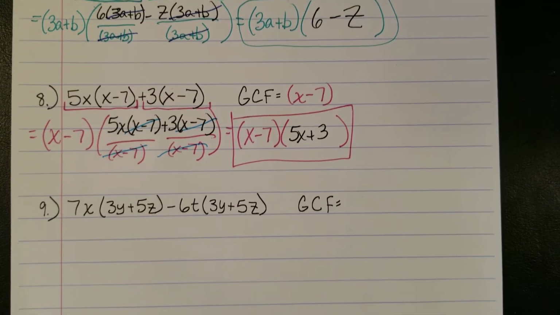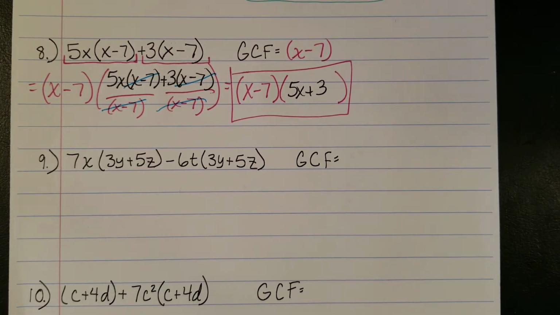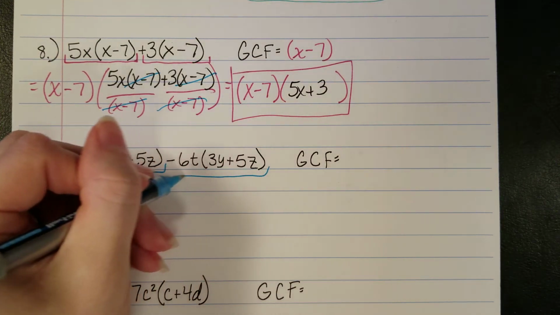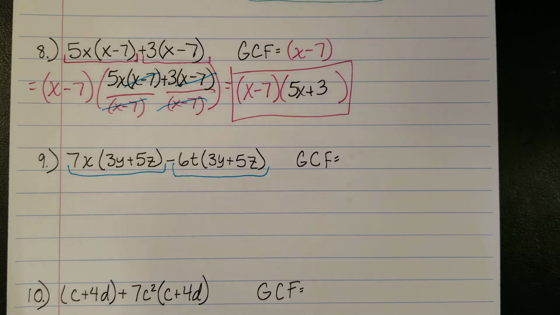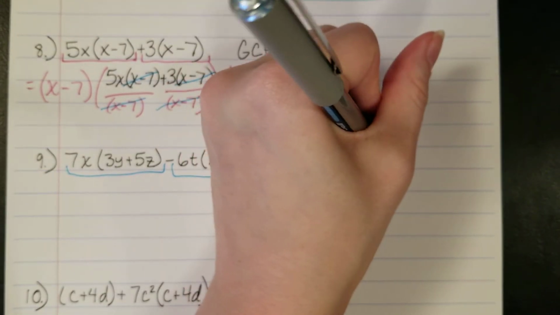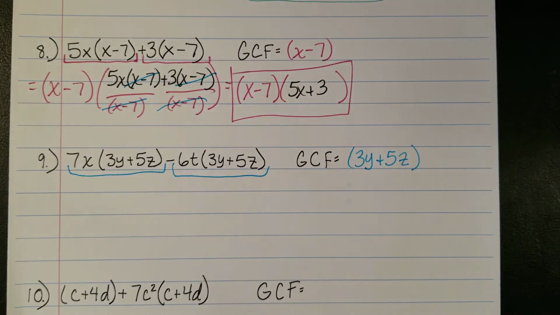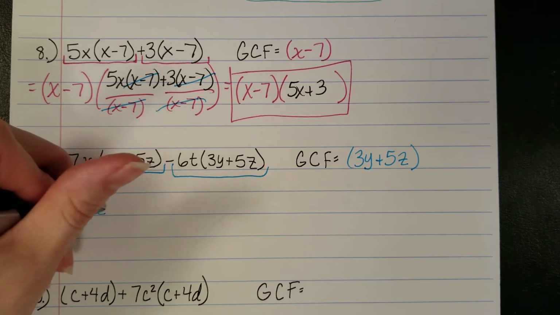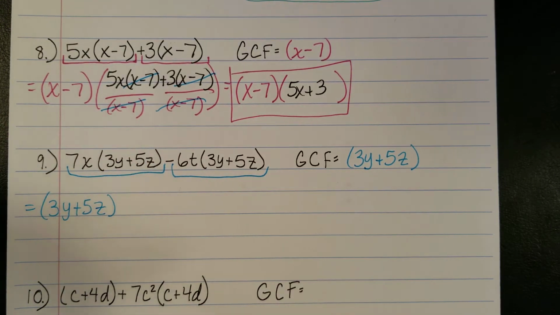Number 9, kind of the same thing. So if we look at, that's one term and that's one term. What they have in common is the part that's in parentheses, which is 3y plus 5z. So write that down out here. Okay, now that next step, I usually don't write out that whole next step, and you can if you want to, or you don't necessarily have to. It's up to you. It's helpful to do that if it's a new concept for you.